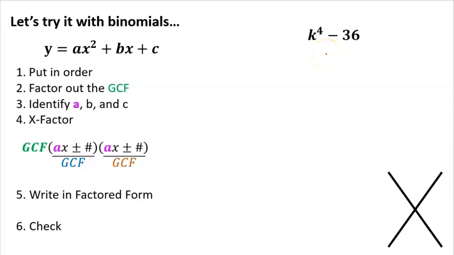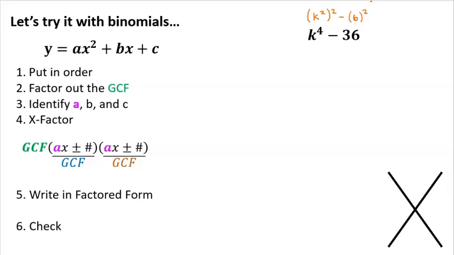So for this one, we can still recognize this as our difference of squares pattern. So when we think about k to the 4th power, that is the same as k squared squared. And then we have minus, and then we kind of recognize this perfect square of 36, being 6 squared. And so we know that this is going to work with our perfect squares pattern.